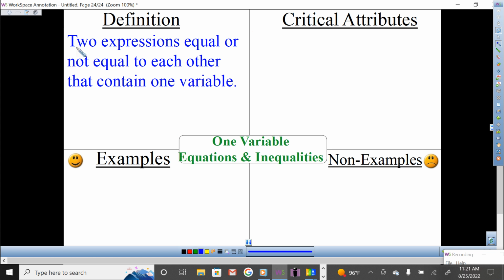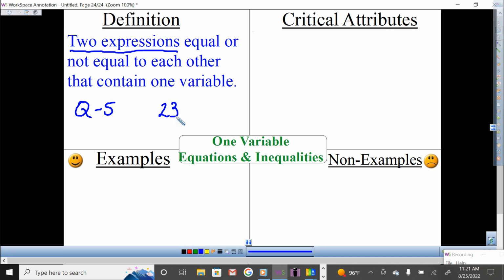It says 2 expressions. Okay, I'm going to write an expression. I'm going to write Q minus 5. What kind of expression is that? It's an algebraic expression. Did we cover that yesterday? Yeah. How about this one? Is that an expression? 23. Yes, it's a numerical expression because it's just a number.